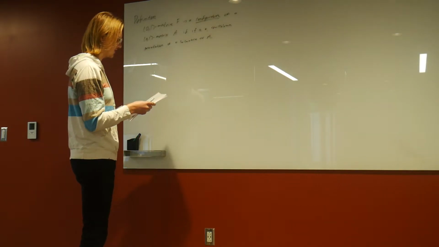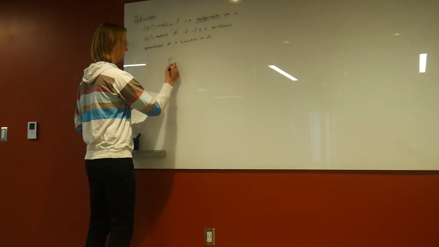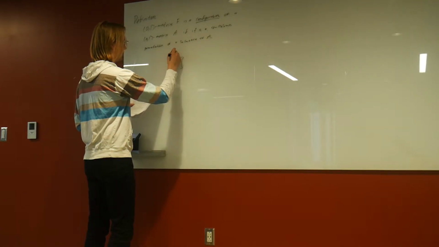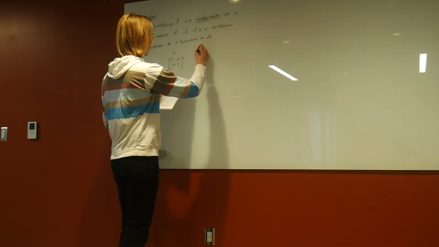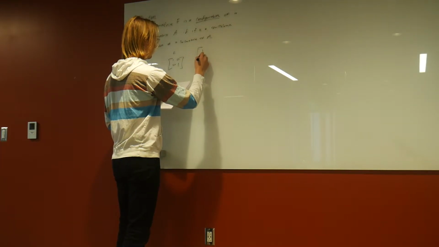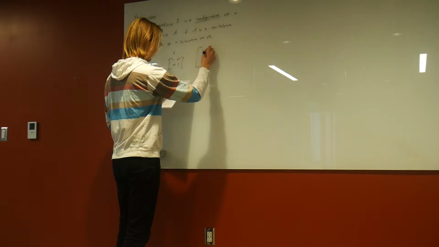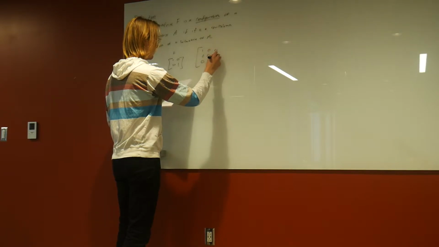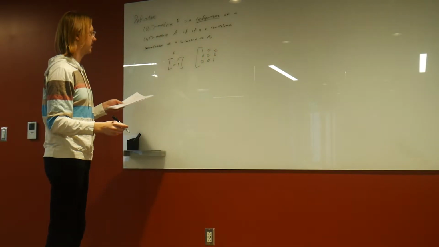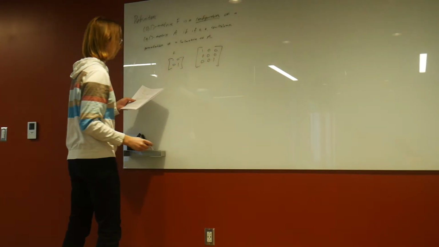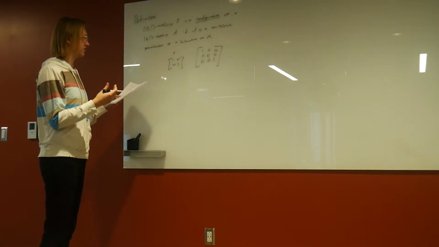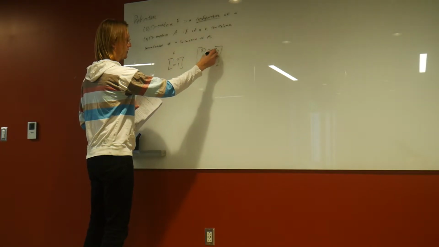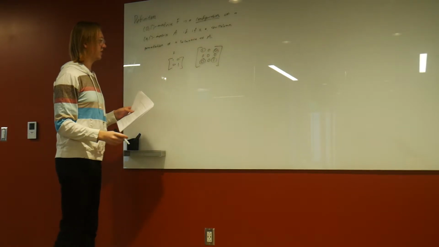So maybe the first example is if we take I2, just the 2 by 2 identity matrix, we call this F, and then we have some matrix A, maybe it looks something like this. Then F is a configuration of A, or we say A has F as a configuration, because you could take, for example, the submatrix along these 4 elements, and you have the identity.